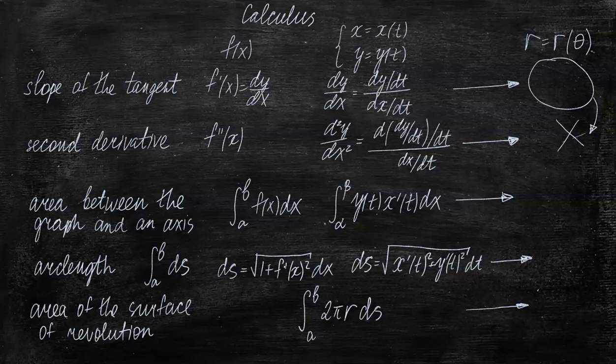Now, when it comes to the area between the graph and the x-axis, we're actually going to switch it up a little. Notice how the task of finding the area between the graph and the x-axis is very specific to the Cartesian coordinate system. We don't have an x-axis in polar coordinates, so this is going to be a problem, which we will address by simply considering a different area.